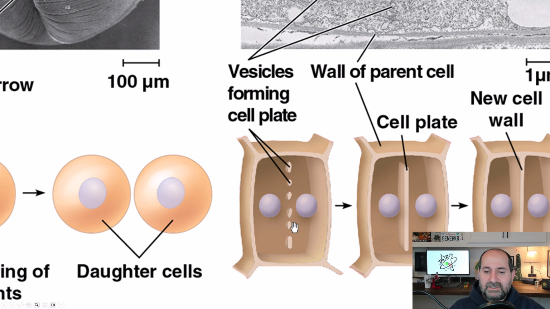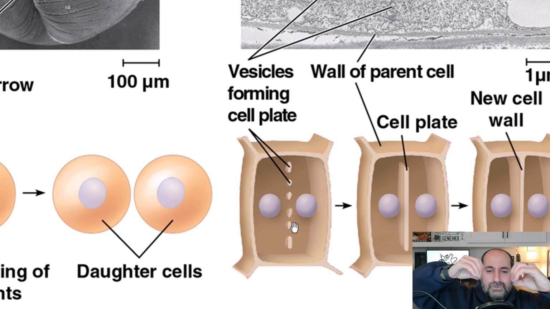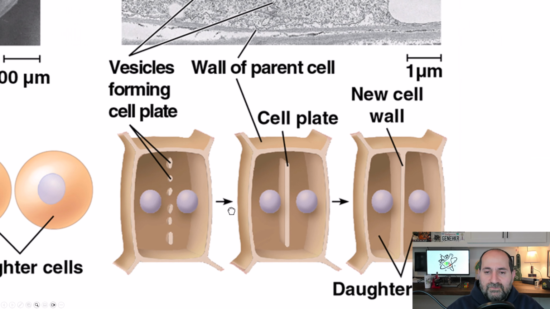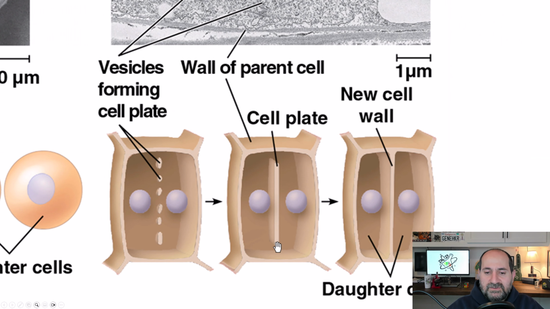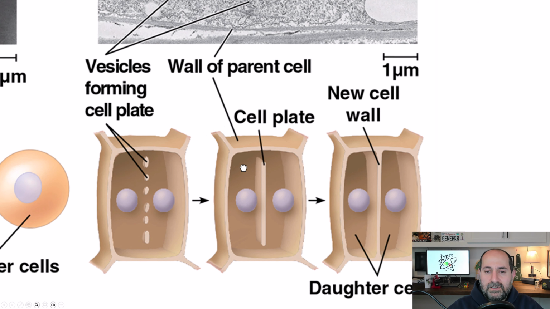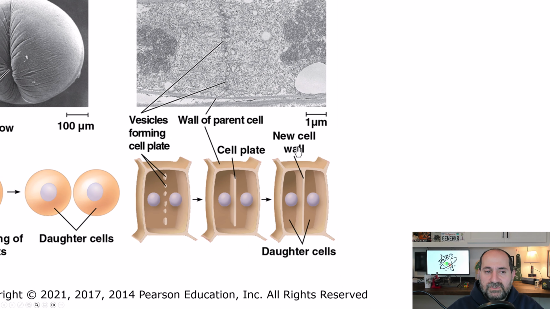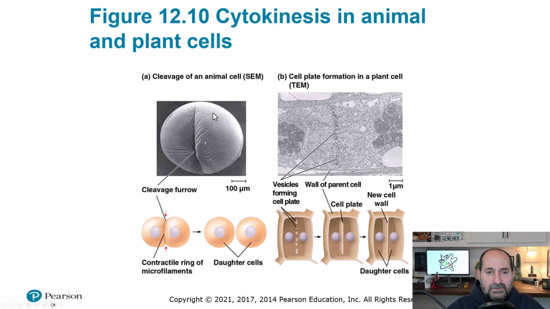And then do you remember when vesicles meet? Remember, it's like two soap bubbles that meet. They kind of fuse to one another. And so these vesicles will fuse to one another, forming what's known as an early cell plate, which is like a new nascent cell wall in the center of the cell, which will then mature into a mature cell wall, a new cell wall. So again, cytokinesis occurs via cleavage furrow formation thanks to microfilaments in animal cells.